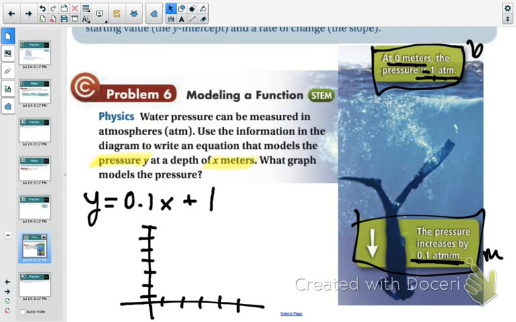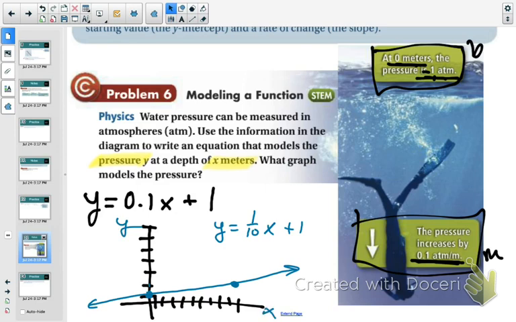So you would start at 1, which is here, and then you'd be going up 0.1, or you can also write that as 1/10. So you could say y equals 1/10 x plus 1. So then you'd rise 1 and run 10, which I don't have enough points for. 1, 2, 3, 4, 5, 6, 7, 8, 9, 10. Okay, now I have 10. So you rise 1 and then run 10, which would be over here. So this is not a very steep graph. This would be your y and your x, or your meters and your atmospheres. So that's what that would look like.